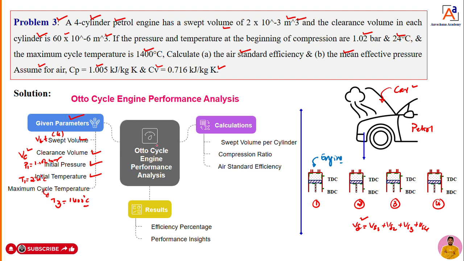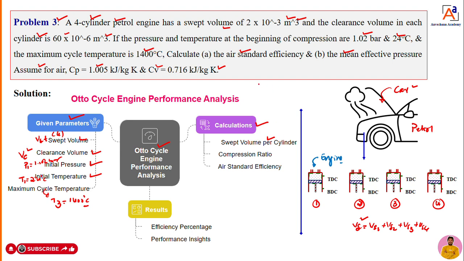These all data is related to what? Otto cycle or Otto engine. With the help of this data, what is he asking to calculate? He is asking to calculate first, the swept volume per cylinder. That means he has given the total swept volume for 4 cylinders, okay, but he is asking to calculate the swept volume per cylinder.